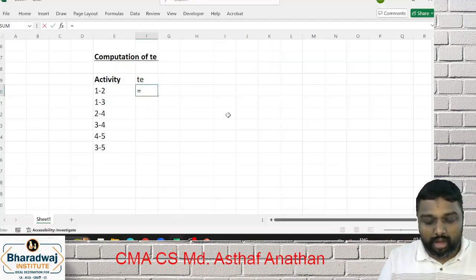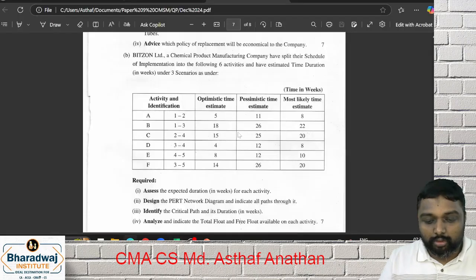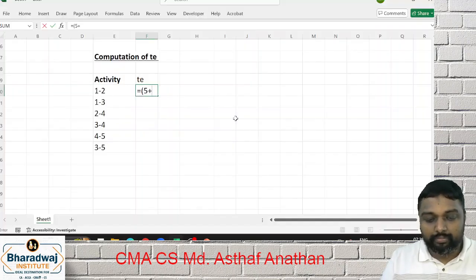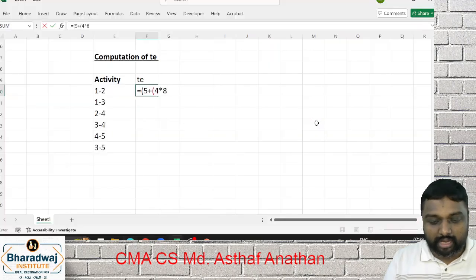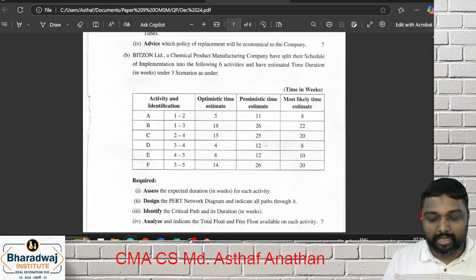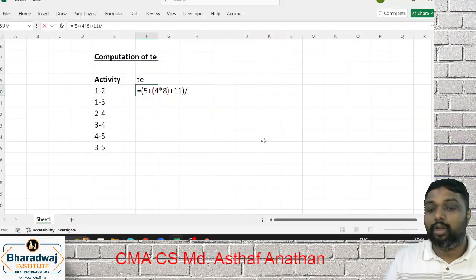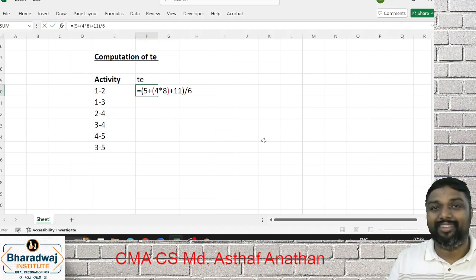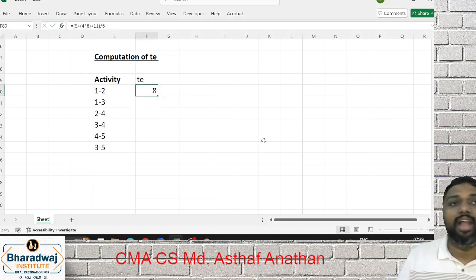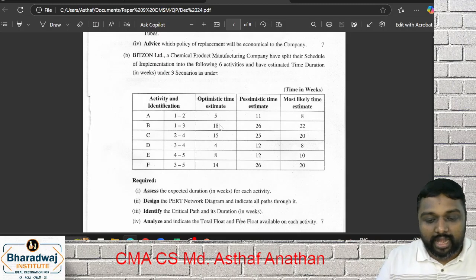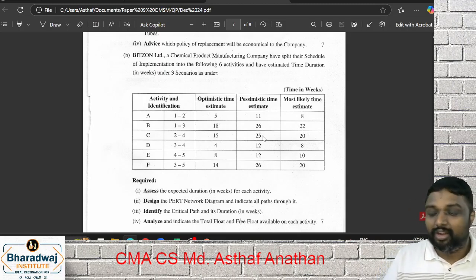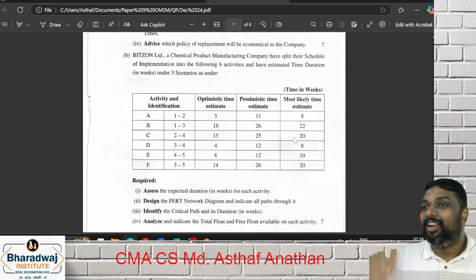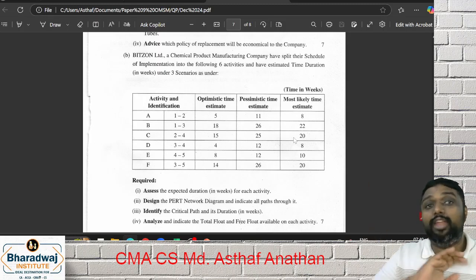So one, if you want, I will do it, my dear friends. Your optimistic is 5 plus 4, which is a constant because of the multiplication method. Most likely is 8 plus your pessimistic, which is 11. You have to divide by 6, the total weight. If you do this, you will get 8. You have to continue the same way for the remaining. How is it? 18 plus 26 plus 22 into 4. 15 plus 25 plus 20 into 4. Like that you have to try. Then you divide all by 6.